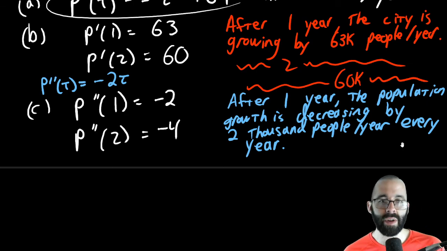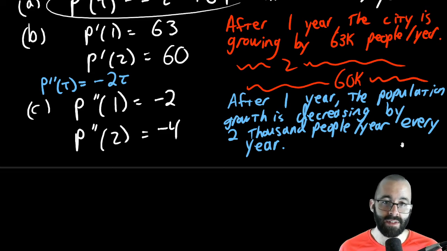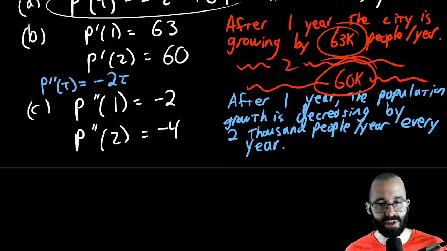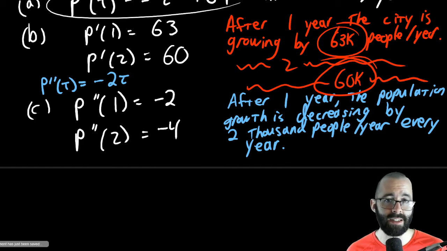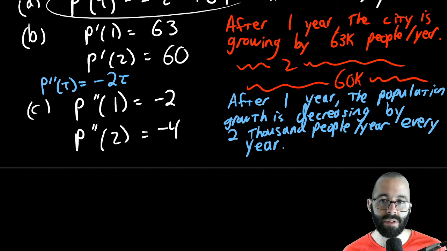So it's growing, right? After 1 year, the population is growing by 63,000 people every year, approximately. But that rate is going down by 2,000 every year, about. So these are all approximate, right? This is all about estimating. We found that the actual change in growth was a decrease of 3,000 people per year, every year. That was the actual difference in population growth.